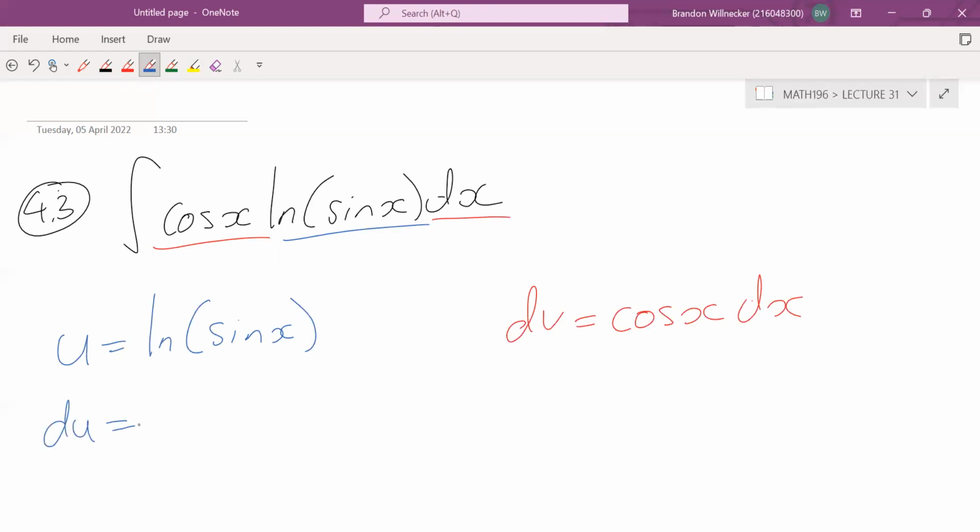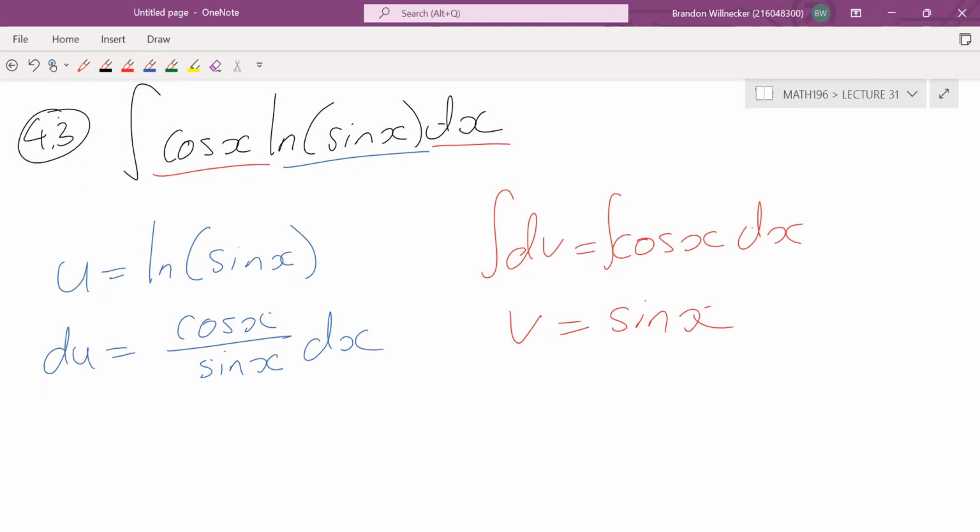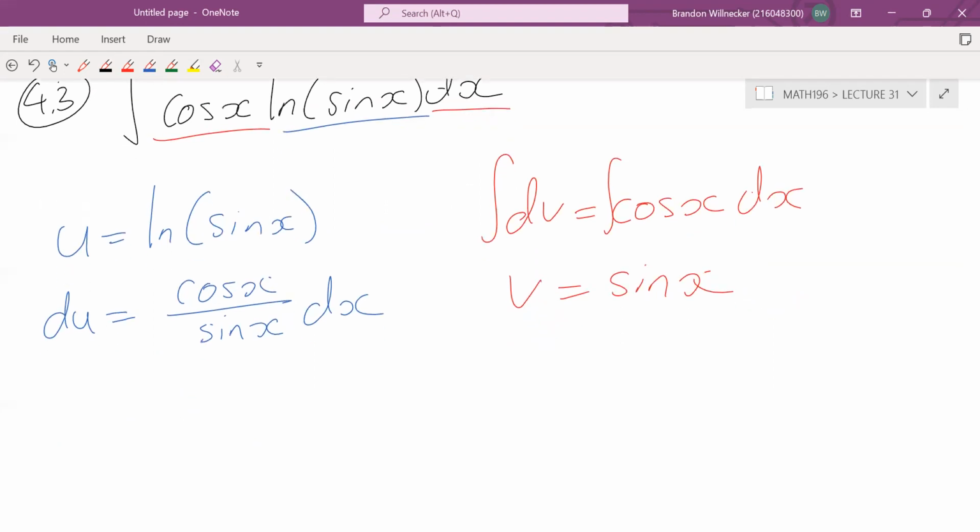The derivative of the natural log of sine x is going to be 1 over sine x times the derivative of sine x, which is cos. So we have du equals cos x over sine x dx. Next, we need to integrate dv. So we get v is equal to sine x. That's just from integrating cos. Good, now we've got all four of those.